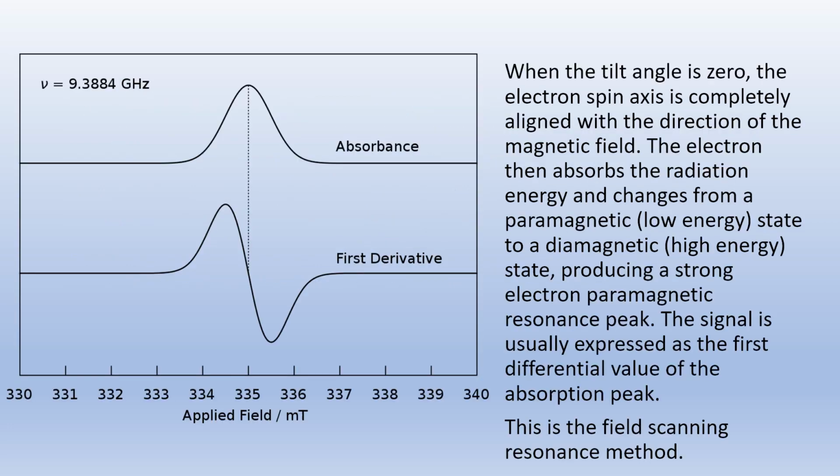When the tilt angle is 0, the electron spin axis is completely aligned with the direction of the magnetic field. The electron then absorbs the radiation energy and changes from a paramagnetic, low-energy state to a diamagnetic, high-energy state, producing a strong electron paramagnetic resonance peak. The signal is usually expressed as the first derivative of the absorption peak. This is the field scanning resonance method.